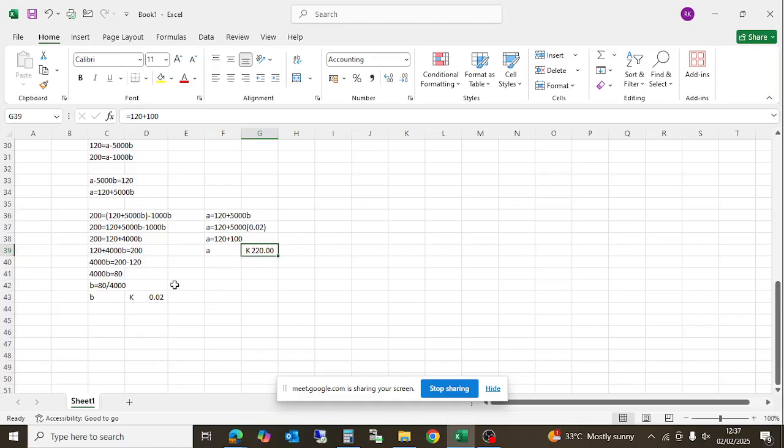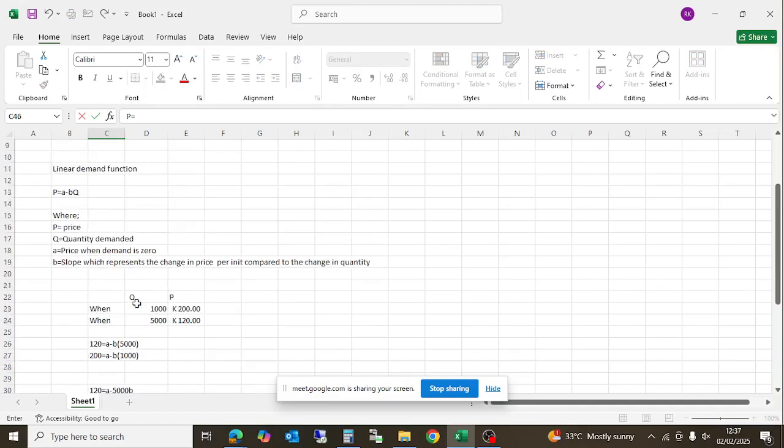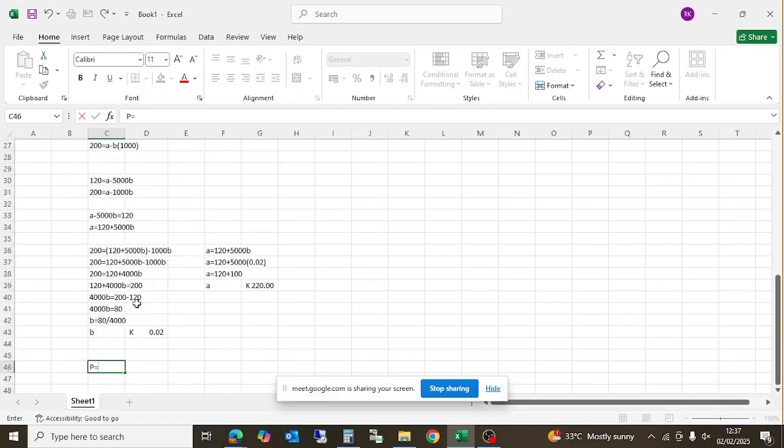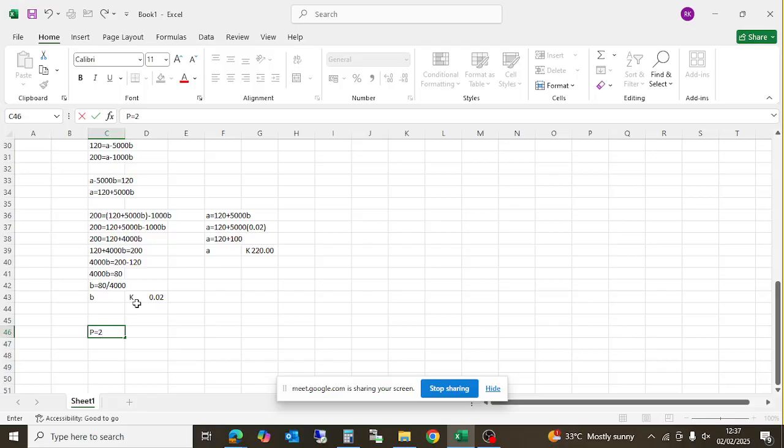Now we have our A and our B. That was the first step: finding the values of A and B. Now we have to write the linear demand function, or the price equation. Price is equal to A minus B times the quantity Q, so it will be 220 minus 0.02Q.